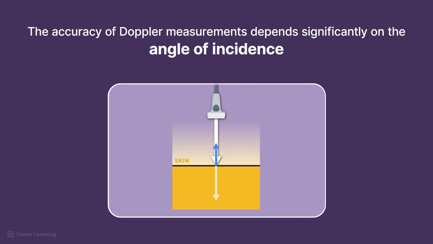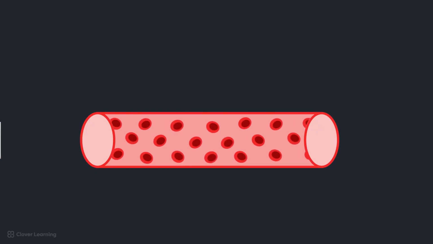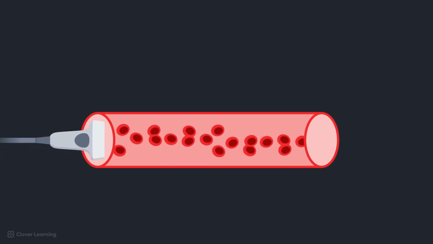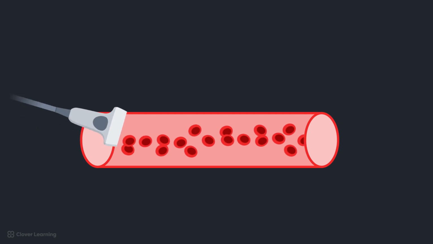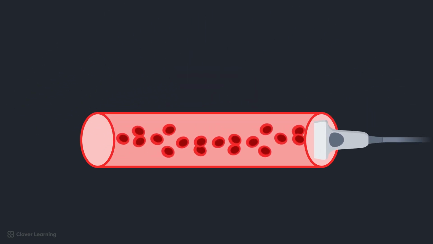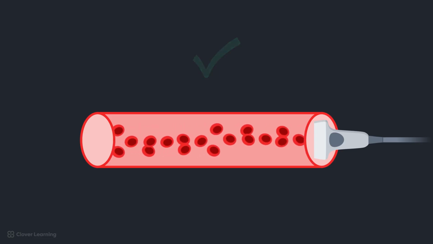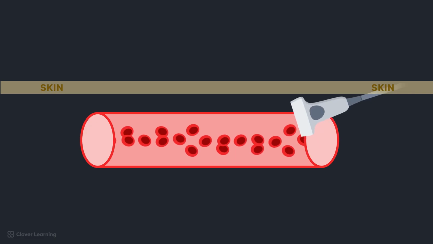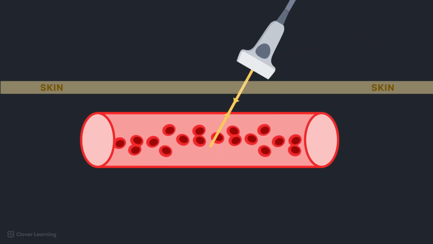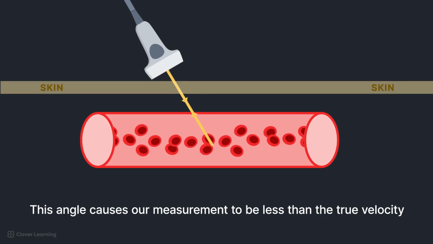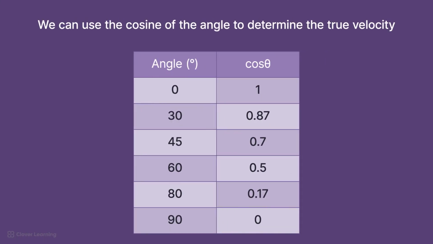Let's take a closer look at the angle of incidence and velocity. The accuracy of Doppler measurements depends significantly on the angle of incidence, also called the angle of insonation. If we were able to place the transducer inside of a blood vessel with red blood cells moving either directly towards or directly away from the transducer, we would be able to measure the velocity of those red blood cells with 100% accuracy. However, due to the nature of the human body, we have to place the transducer at an angle to the blood vessel. This angle causes our measurement to be less than the true velocity. Fortunately, we can use the cosine of the angle to determine the true velocity.